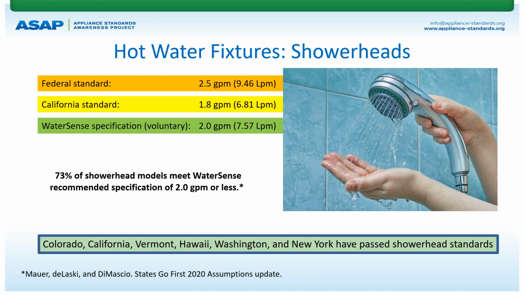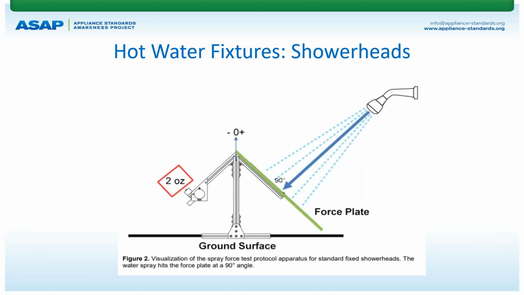So 73% of showerhead models meet WaterSense specifications of 2 gallons per minute or less. And of those showerheads that are WaterSense certified, the EPA reports that 63% have a maximum flow rate of 1.8 gallons per minute or less. Since manufacturers have produced more than 9,000 WaterSense labeled showerhead models to date, this suggests that manufacturers aren't having a tough time meeting or exceeding the most stringent standard that exists in the US.